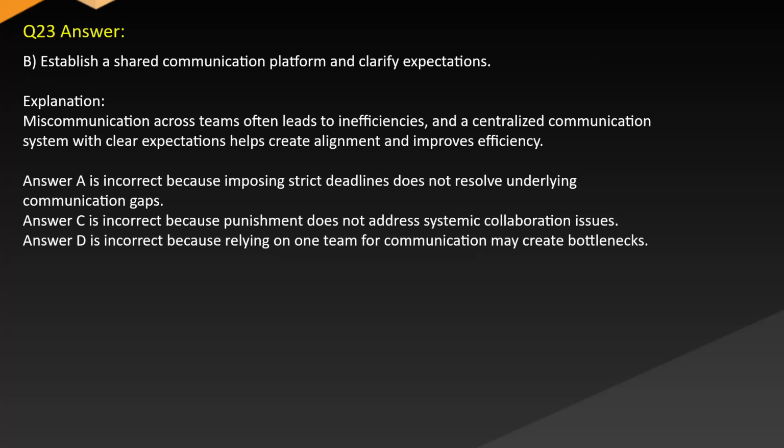Answer B. Establish a shared communication platform and clarify expectations. Explanation. Miscommunication across teams often leads to inefficiencies, and a centralized communication system with clear expectations helps create alignment and improves efficiency. Answer A is incorrect because imposing strict deadlines does not resolve underlying communication gaps. Answer C is incorrect because punishment does not address systemic collaboration issues. Answer D is incorrect because relying on one team for communication may create bottlenecks.